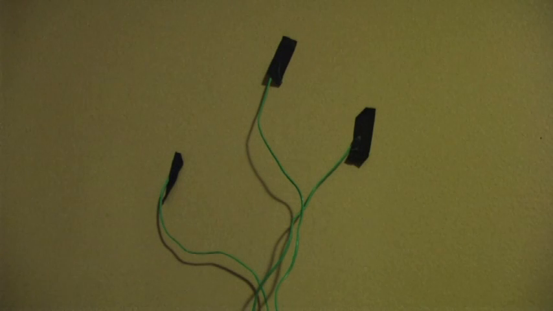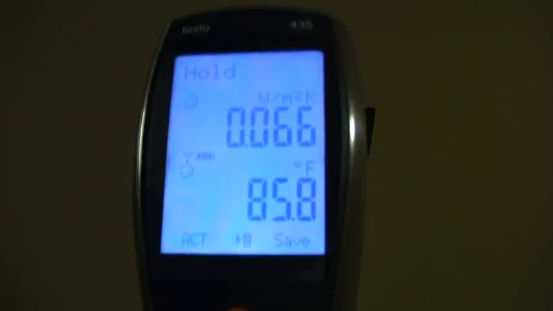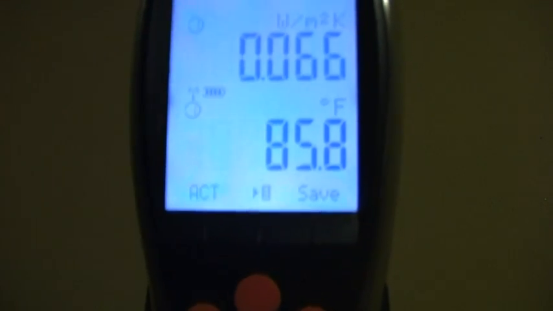Alright guys, there's the temperature probe outside. Here's the probes on the wall. Right now it is 85 degrees outside, and the top number there is my U value, 0.06. So let me show you how to convert that to R value.